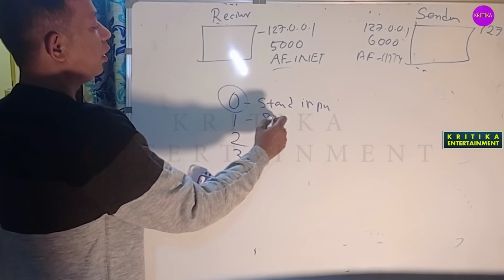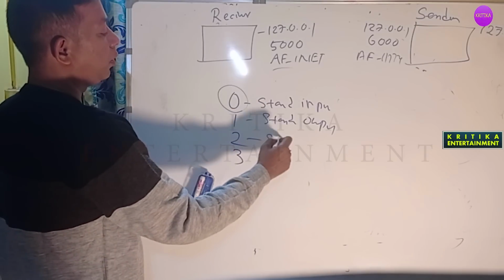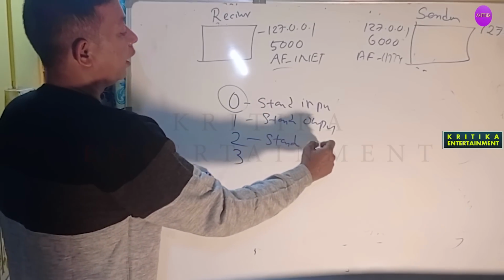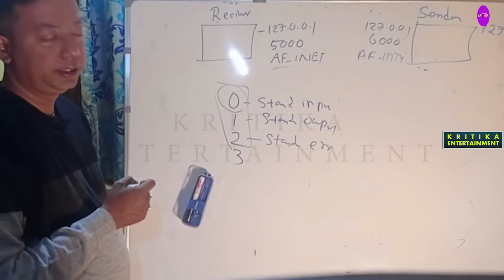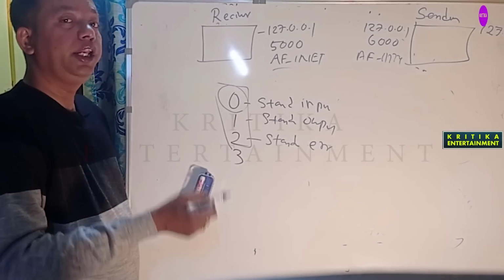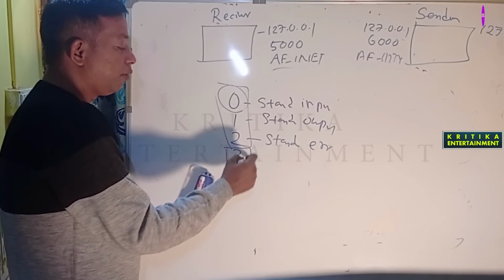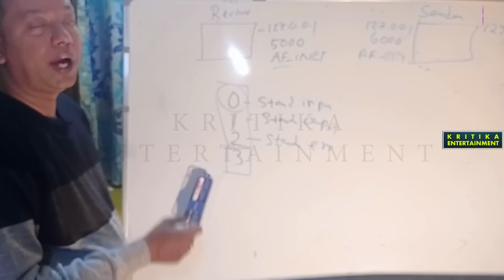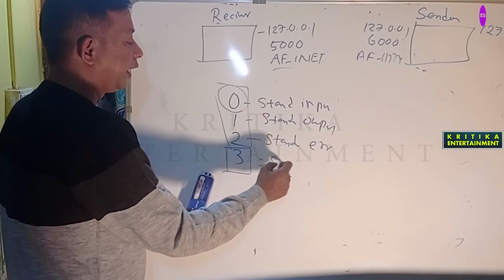1 stands for standard output. 2 stands for standard error. These numbers are already defined in C. But when you want to assign another number, this number is waiting to assign another value, that value is returned from the socket.